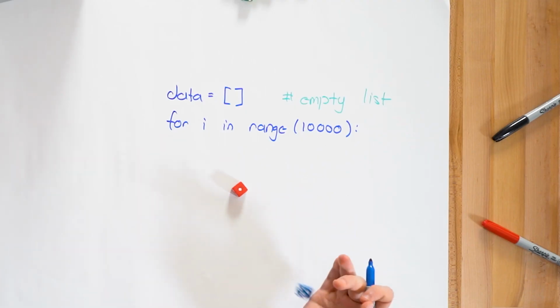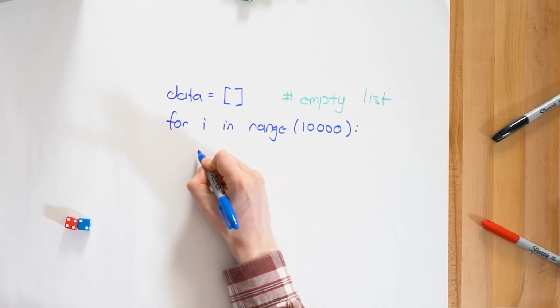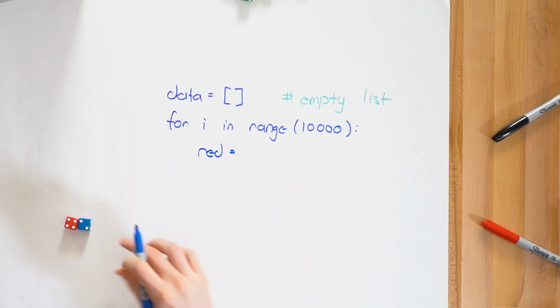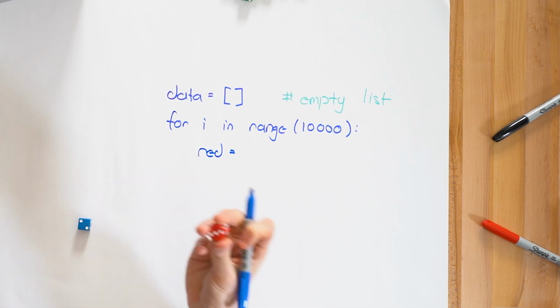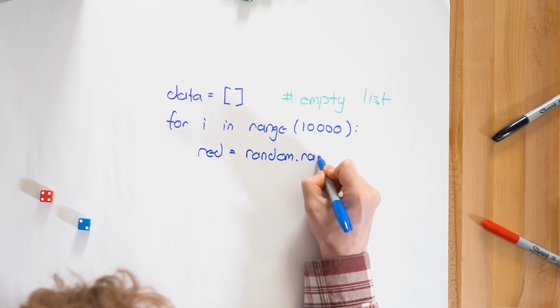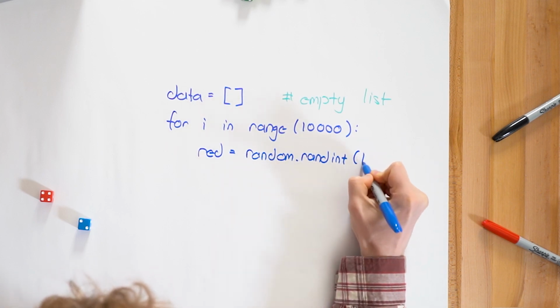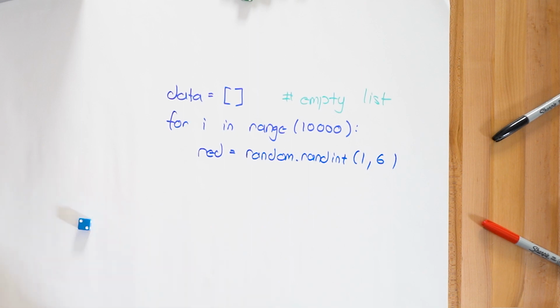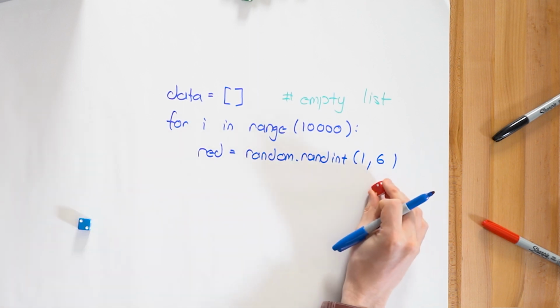And then the third thing I need to do is think about the real world events that are happening when I roll a die. So I see 2 individual real world events here. I roll the red die and I roll the blue die. And these happen at the same time, but in Python we can only do one thing at once. So I'm going to create a variable called red, and that's going to be the result of rolling a red die. And this red die has 6 sides, so random.randint(1,6) is simulating rolling this red die and getting one of the 6 possible outcomes randomly.